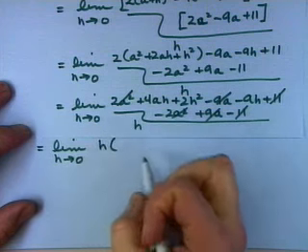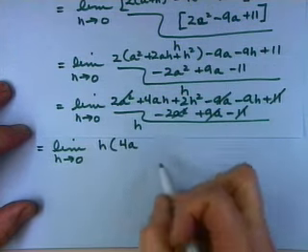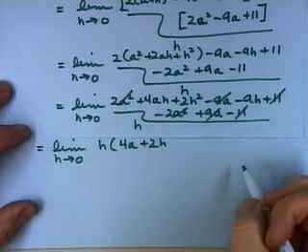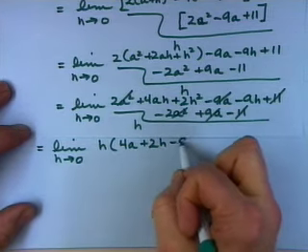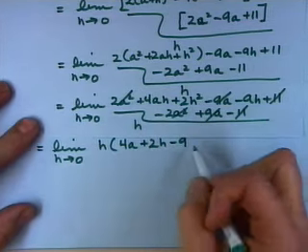So let's factor an h out. It's in there 4a times. It's in there 2h times. It's in there minus 9 times. That's it, right?